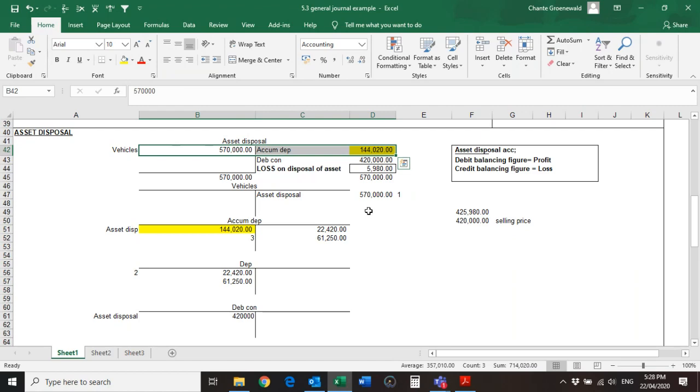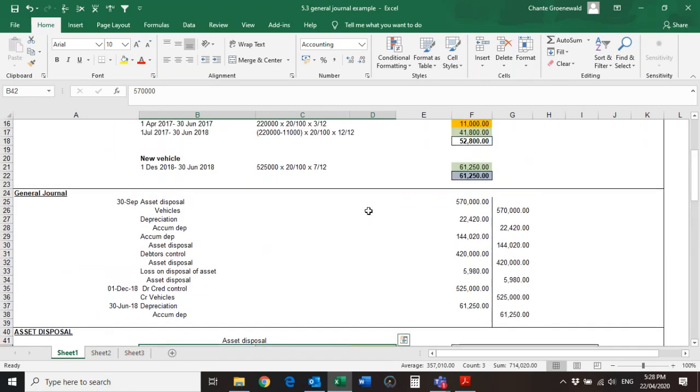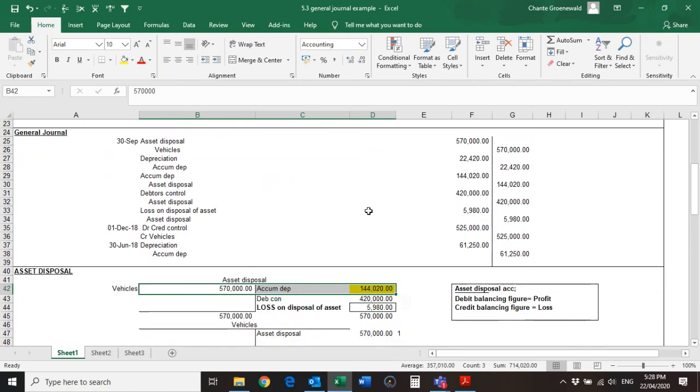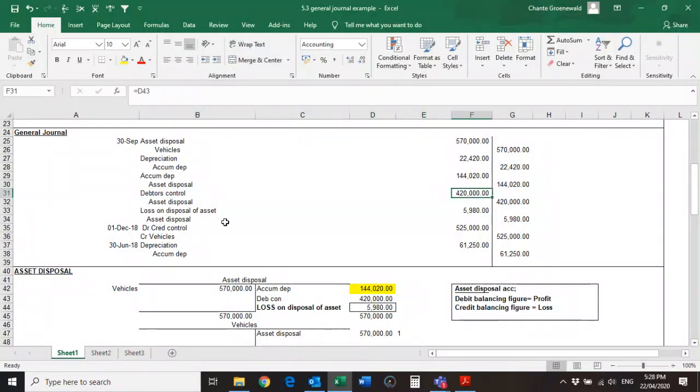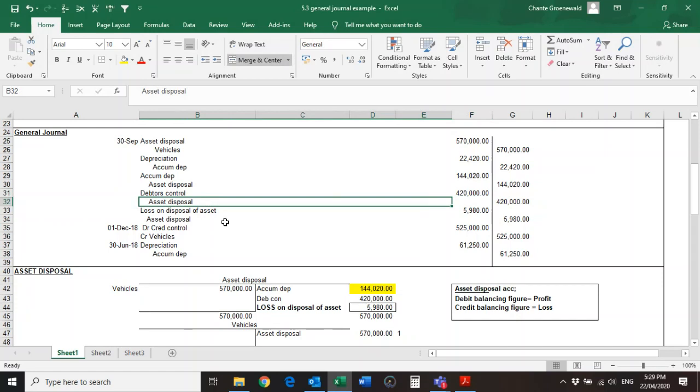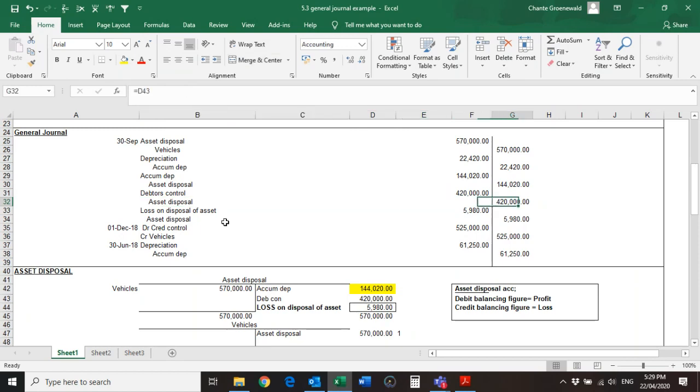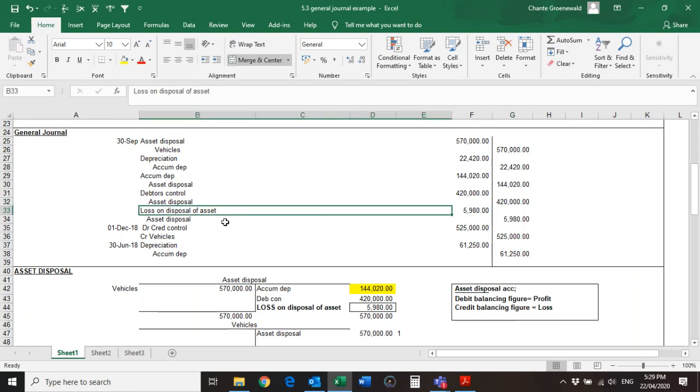How do these two figures look in my general ledger? First of all, I'm going to debit my debtors control. Why? Because I'm increasing my debtors control with the amount of 420,000 Rand, right? Then I'm going to credit my asset disposal account, because now I'm telling the books, listen here, I sold this asset for 420,000 Rand.